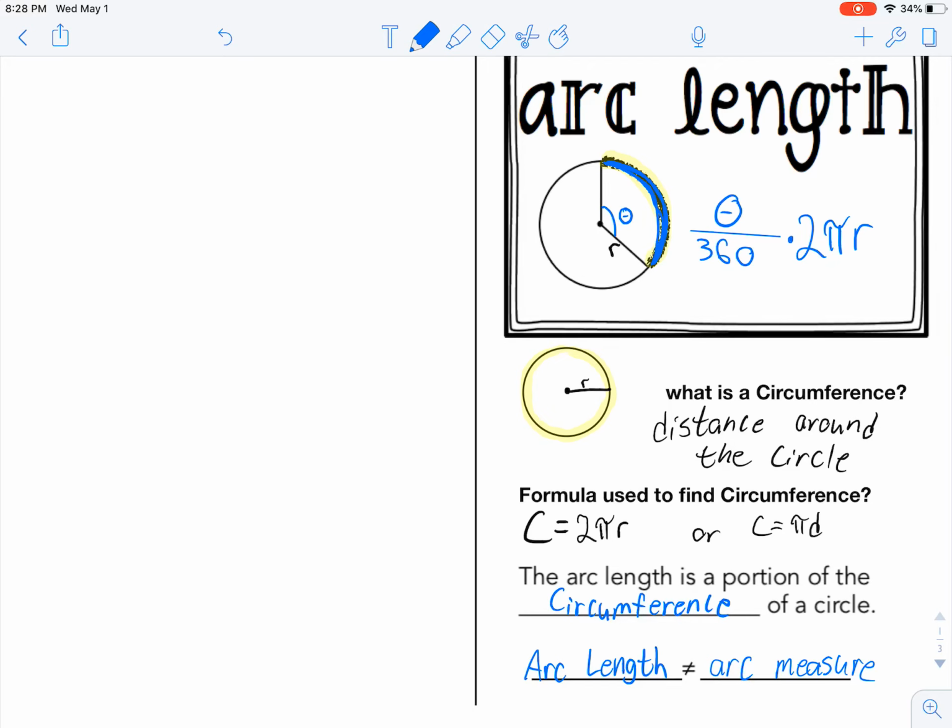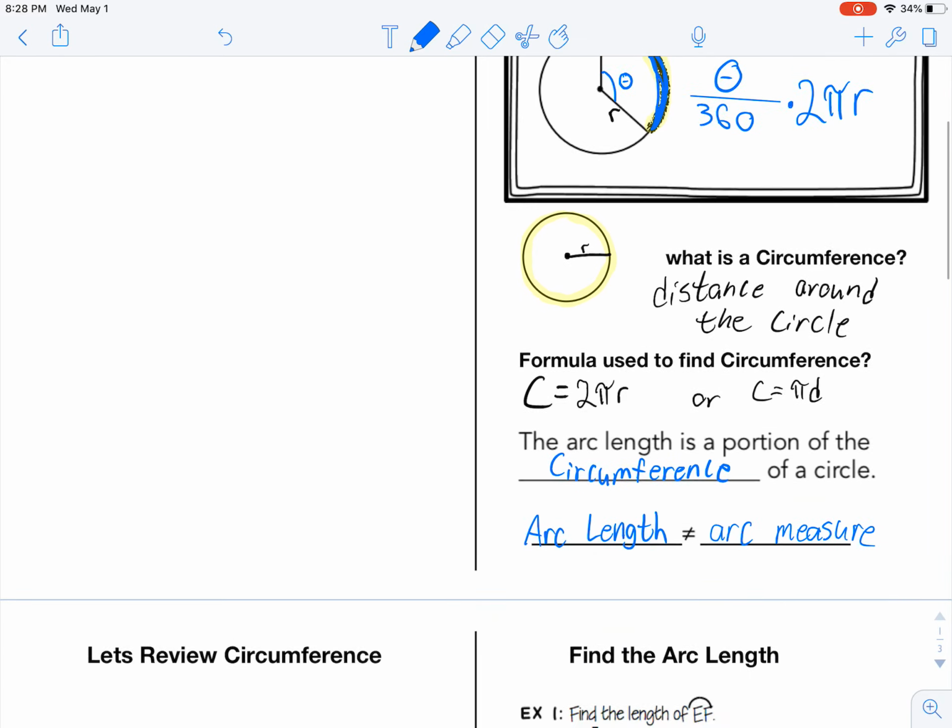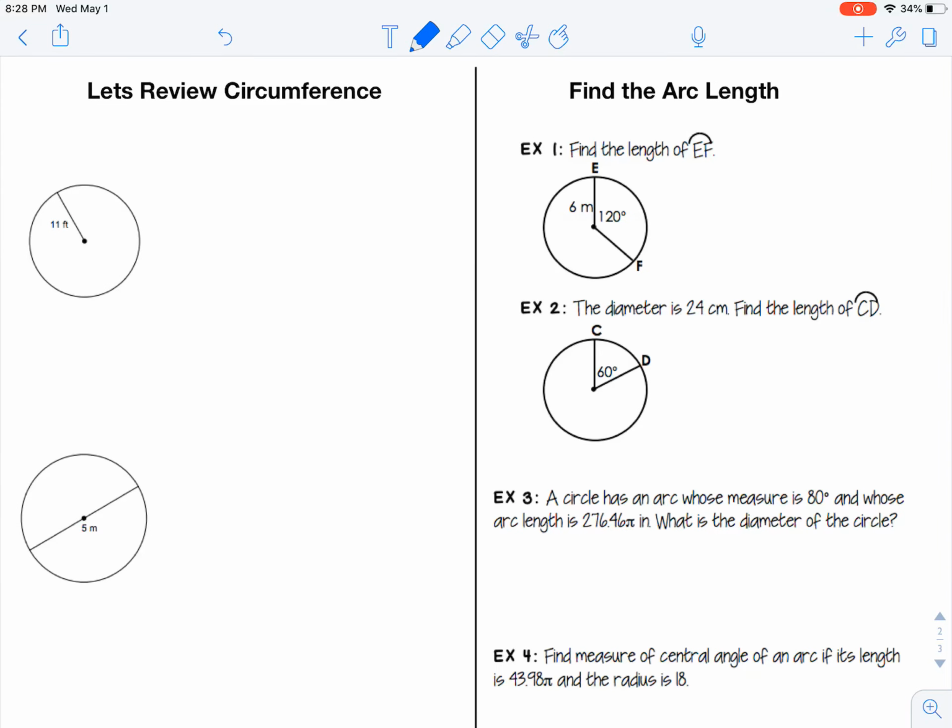How big is it? All right, so go ahead and open up your foldable or inside of it, and we're going to take a look over and onto the left.